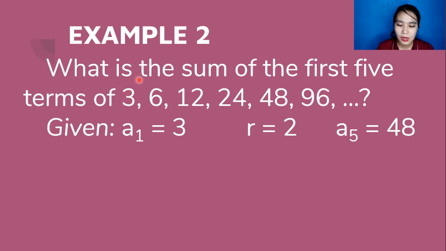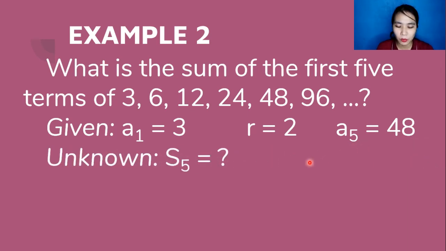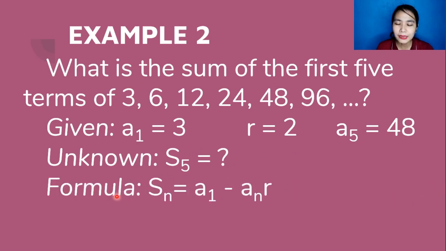So we have 3, 6, 12, 24, and 48. The first 5 terms will have 3 up to 48. So we have a sub 5, or the last term here, would be 48. What we need to find will be the sum of the first 5 terms, or the s of 5. To find this, we use the formula s of n equals a sub 1 minus a sub n times r over 1 minus r, because our last term and the first term are given in this sequence.